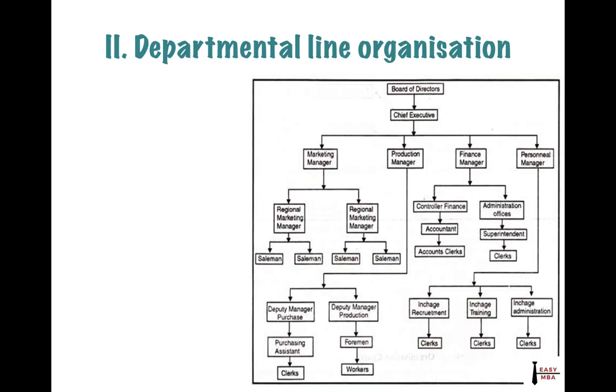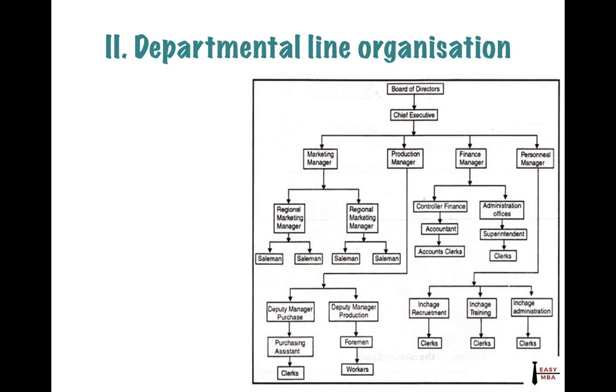So there are different departments that have been created in this particular organization, and again in different departments we have a line type of authority, that is the authority is flowing from top to bottom. Under every marketing manager there are regional marketing managers, and under regional marketing managers there are salesmen. And similarly in production, under the production manager we have a deputy purchase manager, a deputy production manager, then we have a purchasing assistant under the purchase manager, a foreman under the deputy manager for production, and then we have clerks and workers under them, and so on.